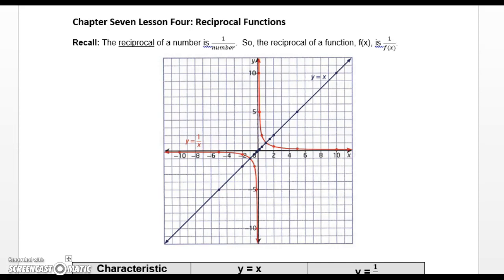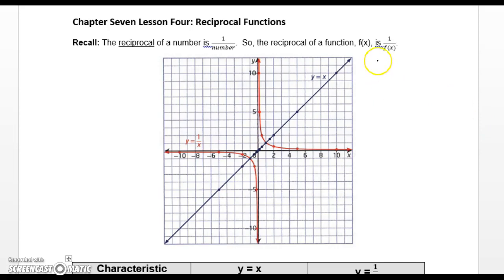So recall from the last chapter that the reciprocal of a number is 1 over that number. So say our number was 2, the reciprocal would be 1 over 2. So the reciprocal of a function f of x would be 1 over f of x.